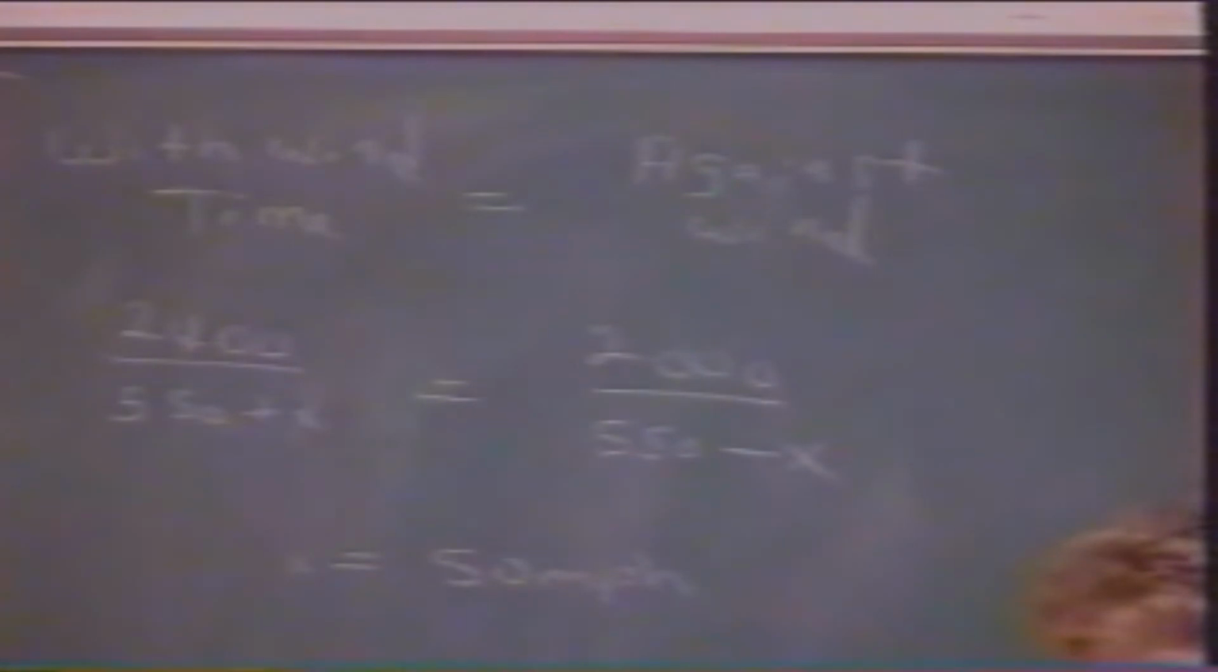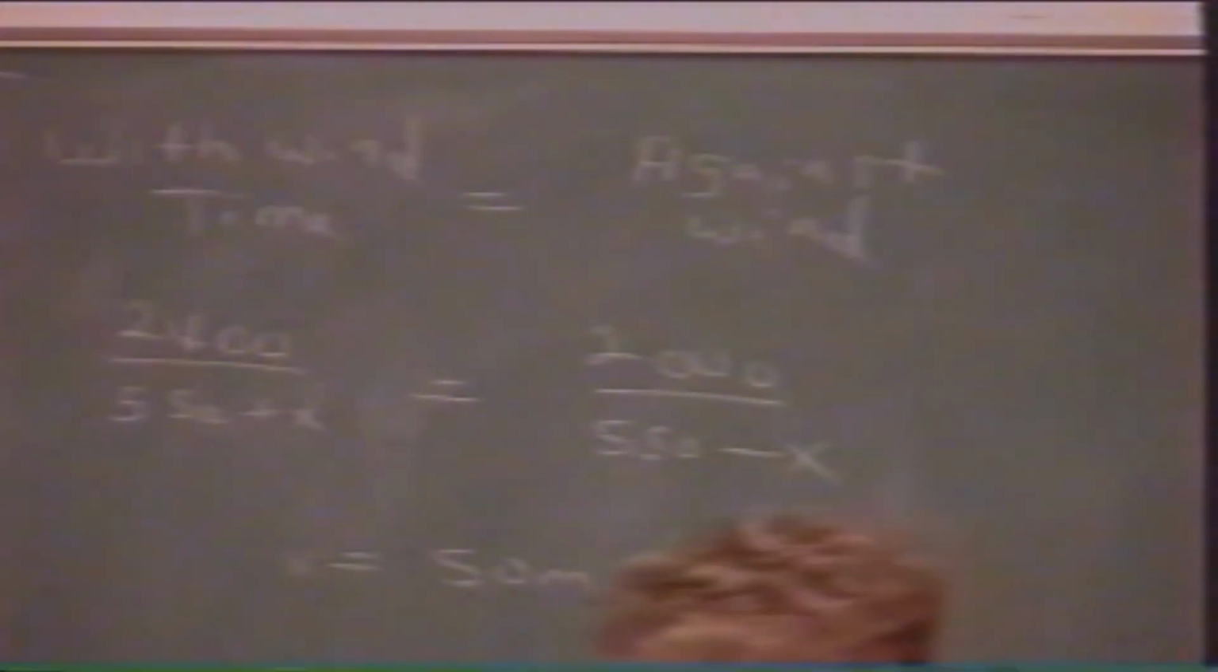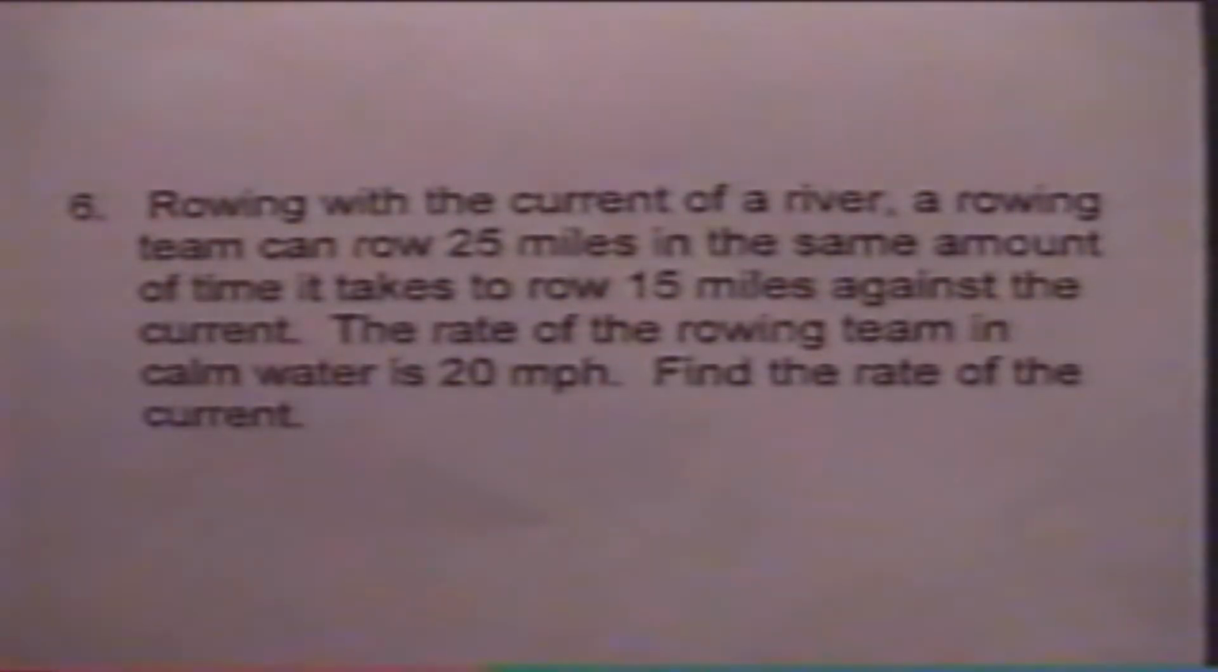Okay, I want you to take the next problem and see if you can set it up. We might not have time to work it, but see if you can set this one up. This one is number 6. Rowing with the current of a river. A rowing team can row 25 miles in the same amount of time it takes to row 15 miles against the current. The rate of the rowing team in calm water is 20 miles per hour. Find the rate of the current. So if you're watching the videotape, write the problem down, and then cut the tape off, work it, cut the tape back on to get your answer.